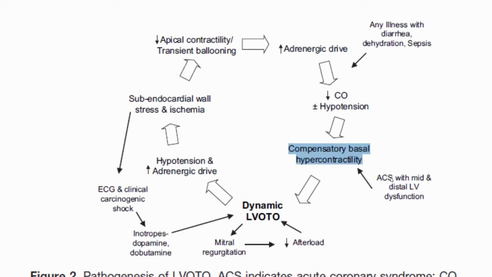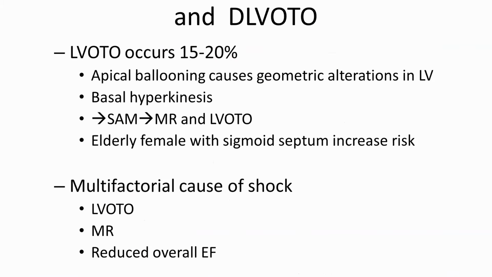You have an anterior infarct with mid and distal LV dysfunction, which causes the base to hypercontract, might induce SAM and obstruction, causes mitral regurgitation, which drops afterload, which increases your outflow tract obstruction and the hypotension. You see this spiral happening here. The treatment worsens it. You get endocardial ischemia, and you can even develop myocardial apical ballooning in an MI as well. So it's a bit of a spiral decompensation.